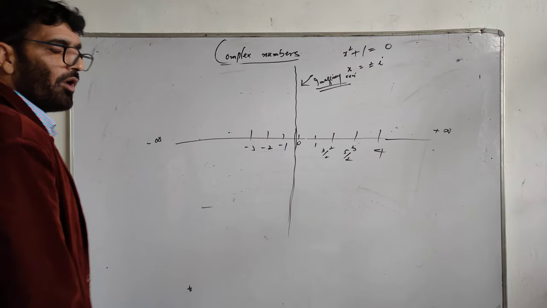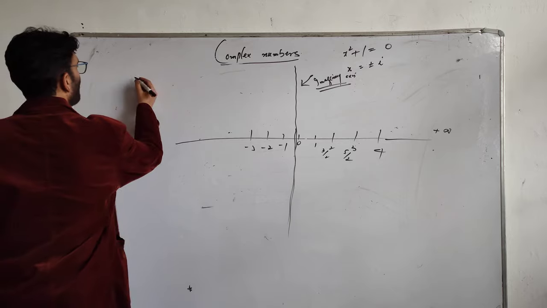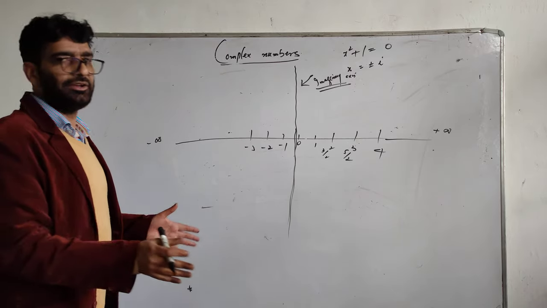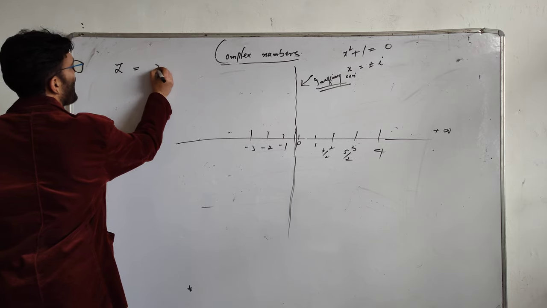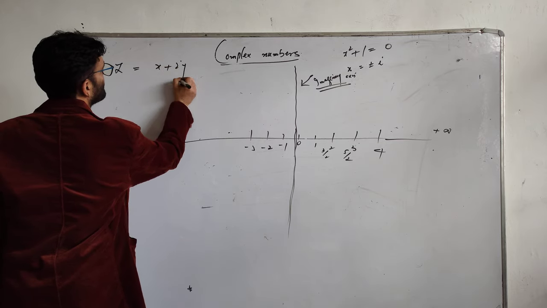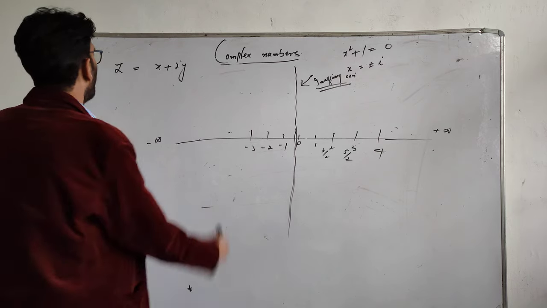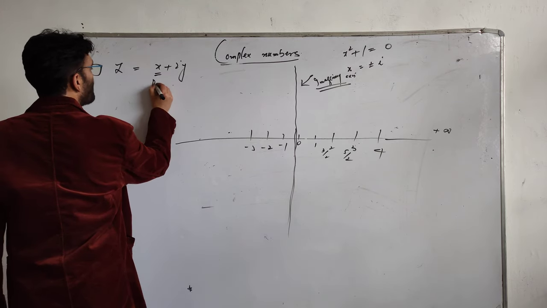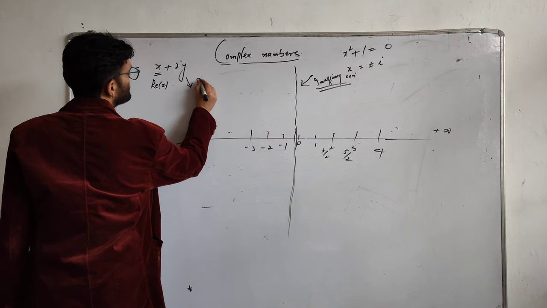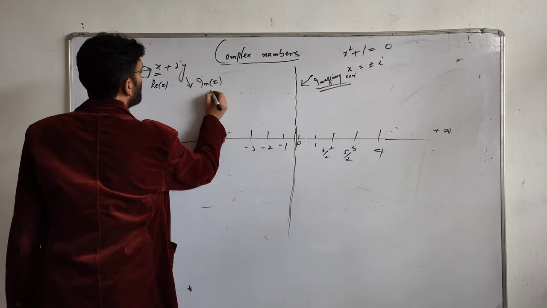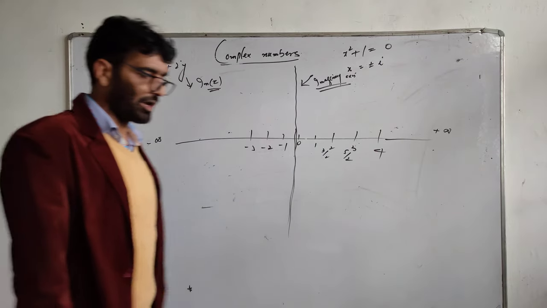Now, what is a complex number? A complex number is customarily written by z. Z is equal to x plus iota y, where x is the real part of z, and y is the imaginary part of z. Don't be confused, iota is not the imaginary part, but y is the imaginary part of z.